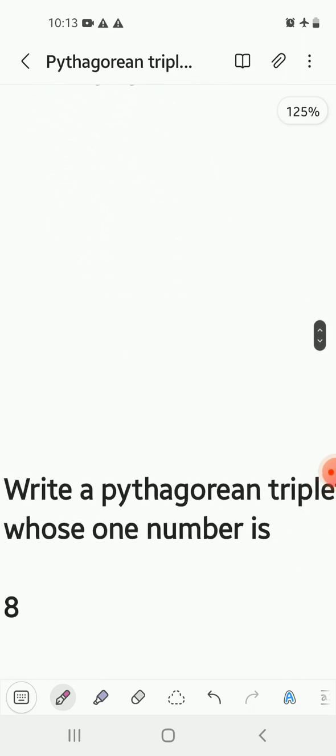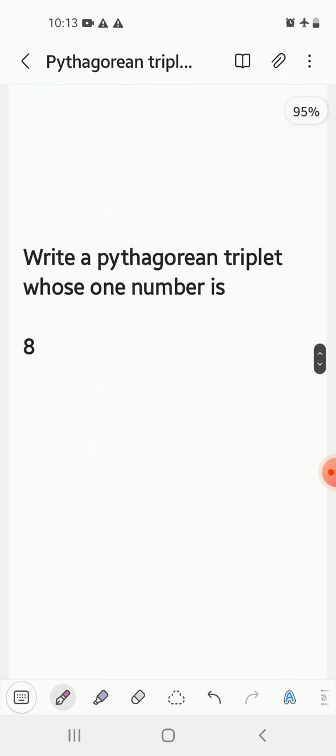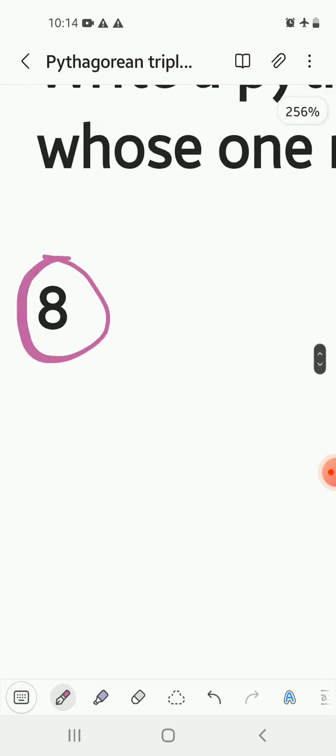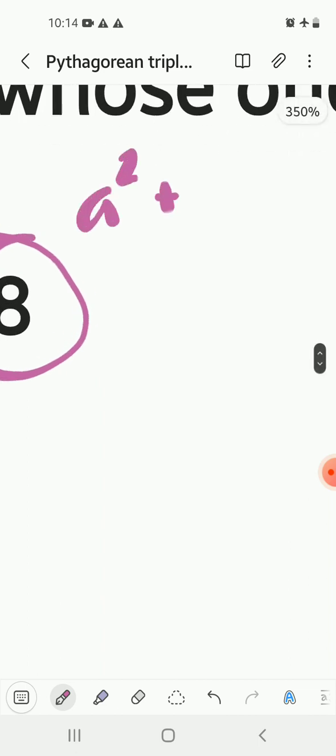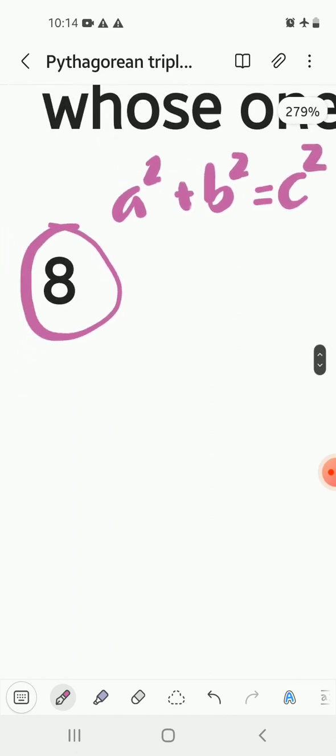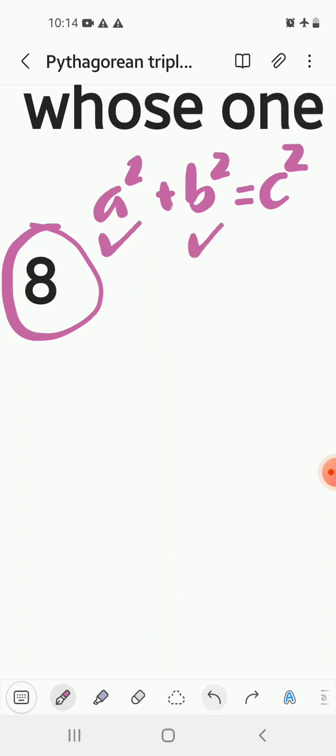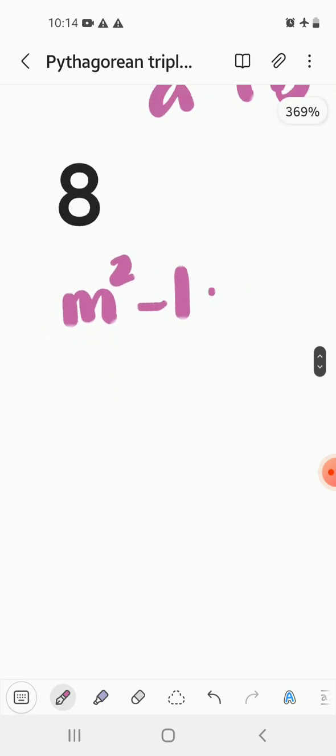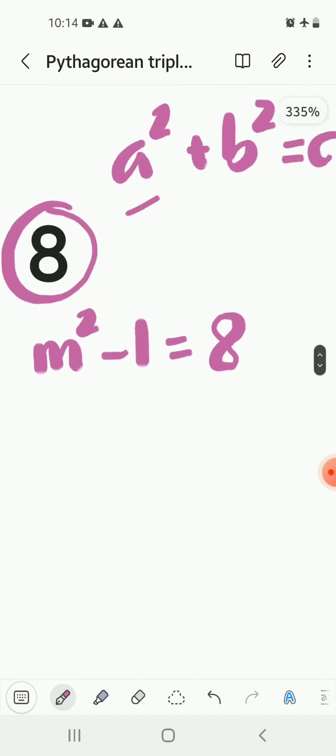See, we will move to the question straight away. The question says, write a Pythagorean triplet whose one number is 8. So one of the numbers of the triplet is 8. We do not know which one, the first, second or third. Out of a, b, c, we do not know if 8 is a, b or c. So how can we find out? We will be using the first formula, that is m square minus 1. We will assume m square minus 1 to be 8, because 8 is definitely one of a, b and c.